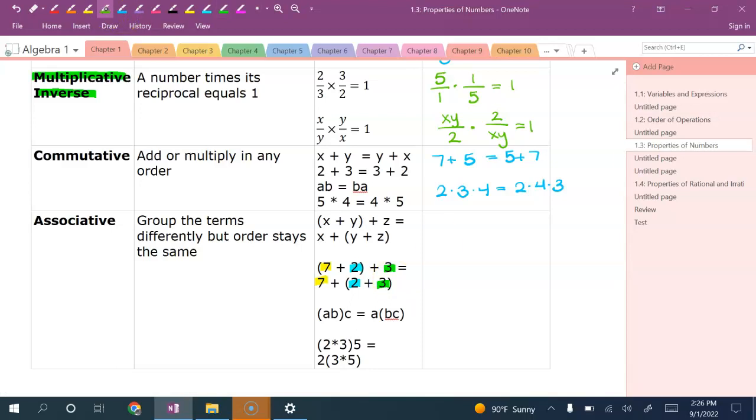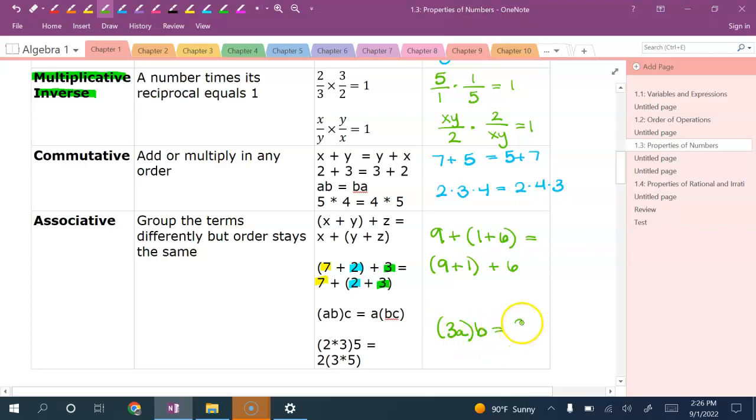So for example, if I had 9 plus 1 plus 6, I could change my grouping and put 9 plus 1 instead, and then add 6. And the same thing works with multiplication. If I had 3 times A and then times B, I could switch the grouping, put 3 first, and then do A times B second.